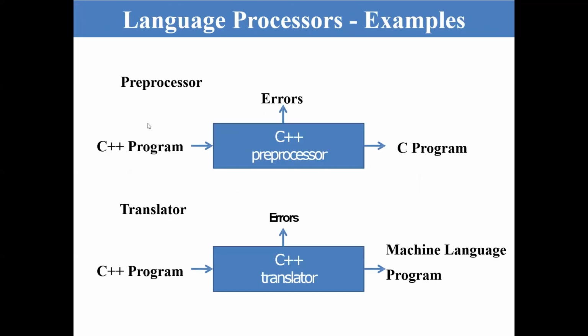Now we will understand the difference between the preprocessor and the translator. With a preprocessor, a simple C++ program is only converted into a C program. There is no translation, no real conversion. At the same time, if errors occur, it will show us what the errors are. But you can see the role of the translator here: the C++ program is converted into a machine language program, totally translated from one programming language to another. These are the best examples to remember the difference between a preprocessor and a translator.